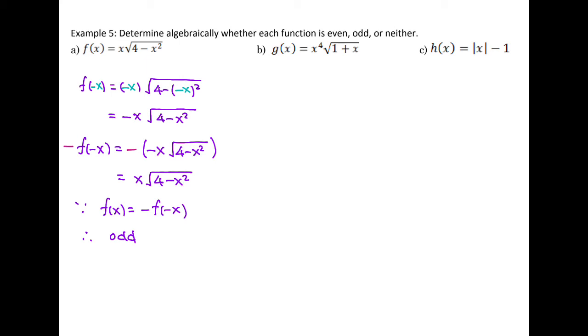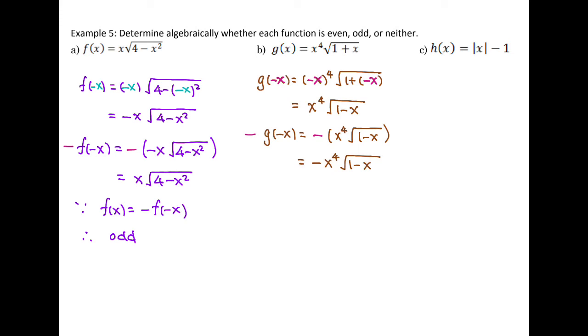Part B, let's do g of negative x to check for even first. As you can see, you have a 1 minus x inside the square root, whereas the original equation has 1 plus x inside the square root. Therefore, those two equations are not the same. It is not an even function. Next, we multiply by another negative 1 to see whether or not it is an odd function. And as you can see, those two equations are not the same either. Therefore, we say this function is neither.